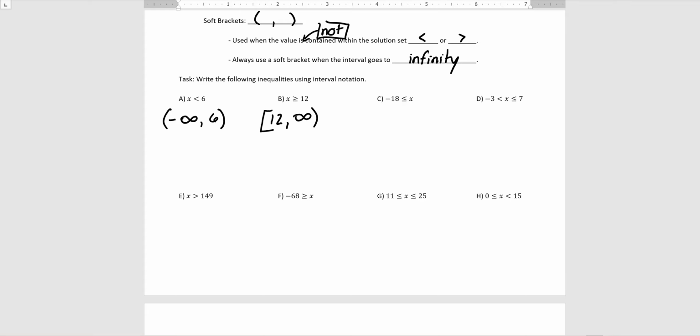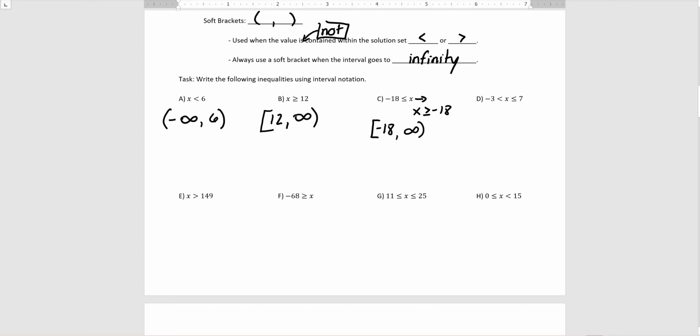Looking at letter C here, negative 18 is less than or equal to x. This one's a little tricky. I prefer to have the variable first. If I want the variable first, all I need to do is rotate it, so it becomes x is greater than or equal to negative 18. So if x is greater than or equal to negative 18, what's the smallest x can be? That would be a hard bracket, right? We need that negative 18. And then it can go all the way to positive infinity, which means we're going to have a soft bracket on infinity there because we can't contain that in our solution set.